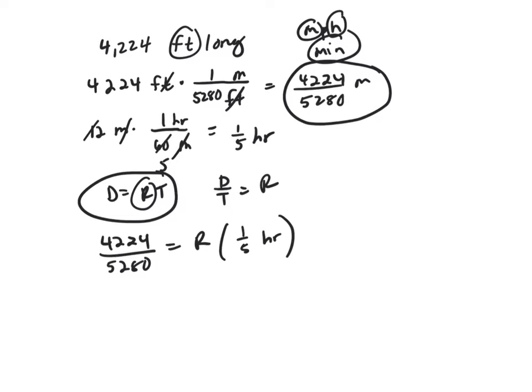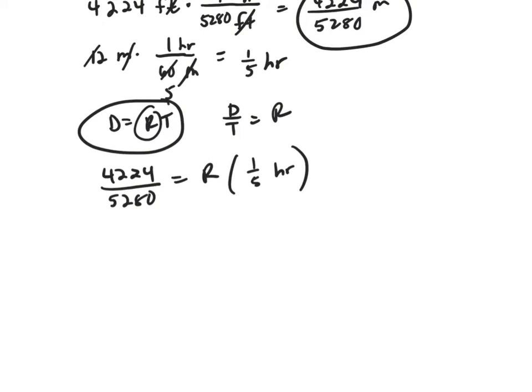So let's clear our fractions by multiplying both sides by 5. That's going to give 4,224 over 5,280 equals R. And let's divide 5 into 5,280. I did that on the side of my paper, and I got 1056. I did long division. I'm just not doing it here because of the size of the video.